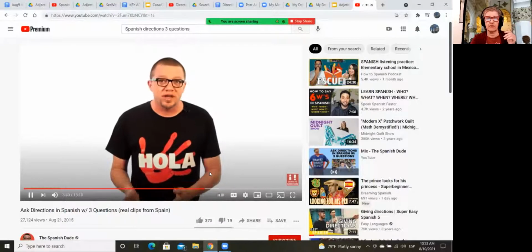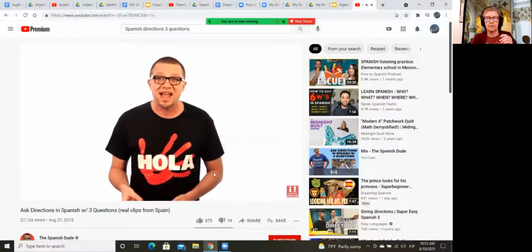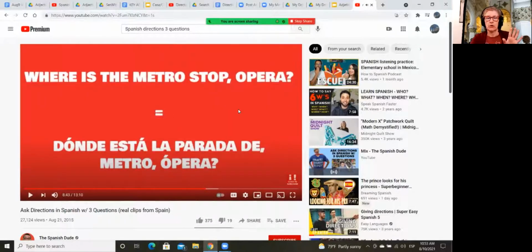Let's go to another quick example of these three questions in action. In this one, ¿Dónde está? is the first formula. Where is? And it might be la parada de metro, the subway stop. That's just an example, right? But when you ask ¿Dónde está? No matter which Spanish-speaking country it is, I guarantee you're going to see the human being you ask do this.